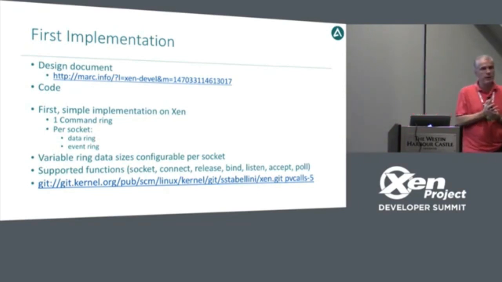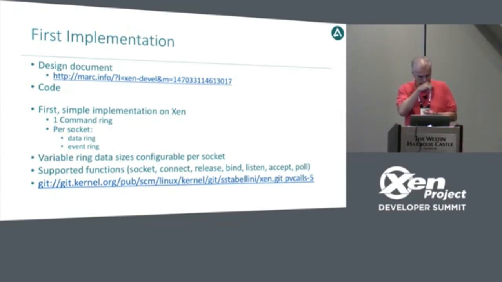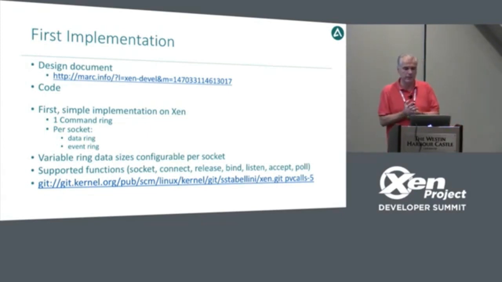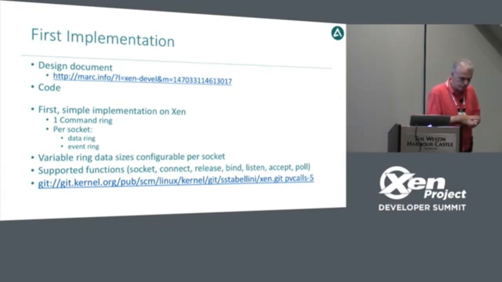We are looking at ways to optimize this because creating a ring per socket can get heavy, compared to a shared ring for all sockets within a guest. The first supported functions are the basic system calls for sockets: socket, connect, release, and so on. There is an implementation out there in Git, and we are actively looking for feedback on how to improve the design, how to make it more usable, and potentially find other use cases. I talked to some people who told me that there might be additional use cases for this type of work.